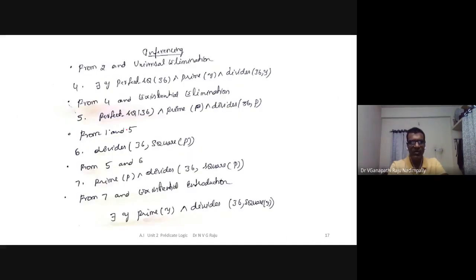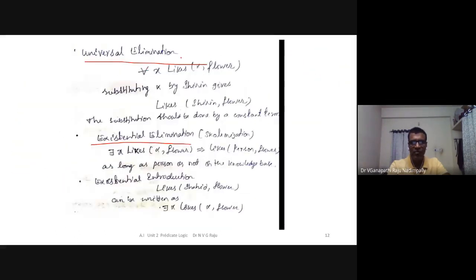Here, from statement 2, we are first doing universal elimination. Whatever universal elimination we are discussing, wherever there is a variable, we have to replace it with a constant. Will you agree? Yes or no? Wherever the variable x is there, can I replace it with a constant? The substitution should be done with a constant. Yes or no?